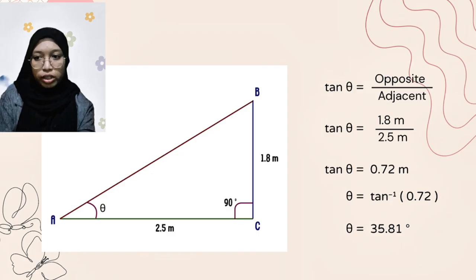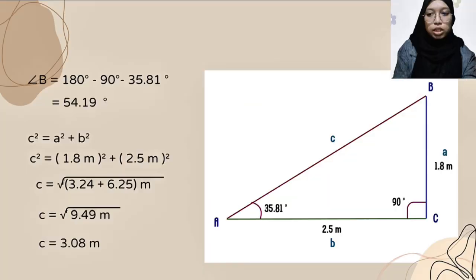This means the dart was thrown at an angle of about 35.81 degrees. Now, for the angles, we already know angle A is 35.81 degrees. Since the sum of angles in a triangle is 180 degrees, if we want to find angle B, angle B equals 180 minus 90 minus 35.81, which equals 54.19 degrees.